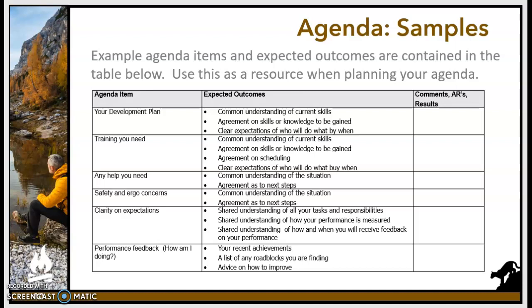So example things like your development plan. A common understanding of where your current skills are, relative to what we talked about from the after action review. What skill sets are you specifically targeting? Are there additional things that we can work on? So, agreement on skills or knowledge that we would specifically try to develop moving forward within the curriculum, and then setting some expectations. Training that you need.